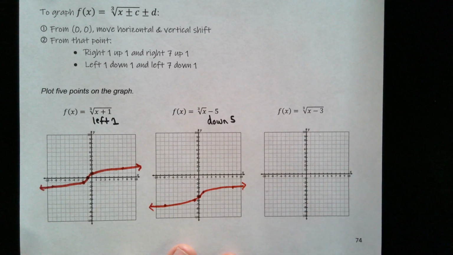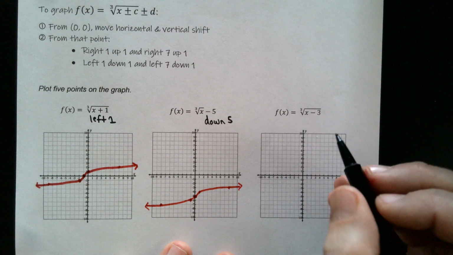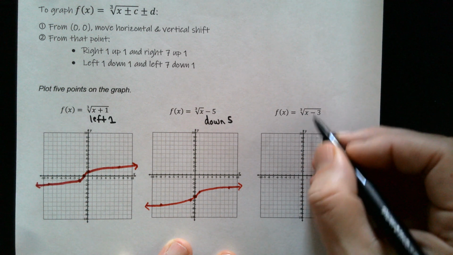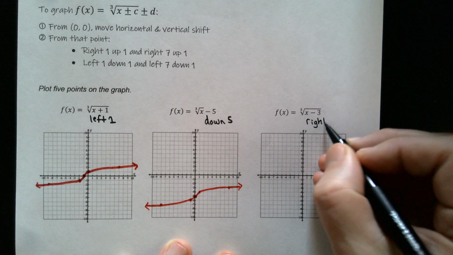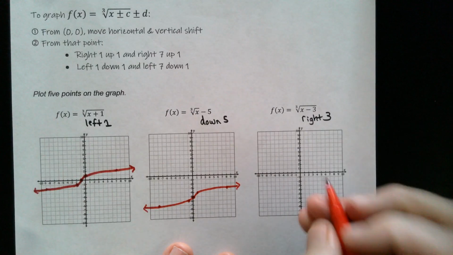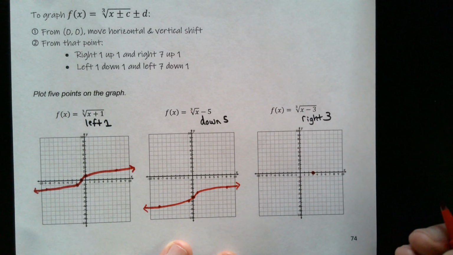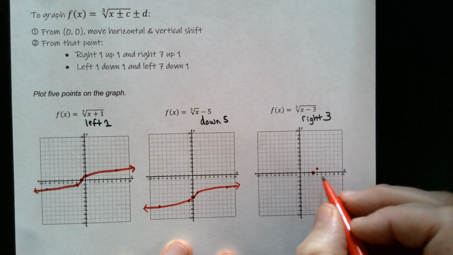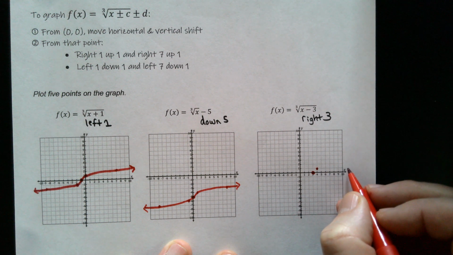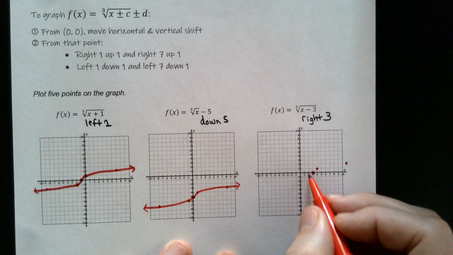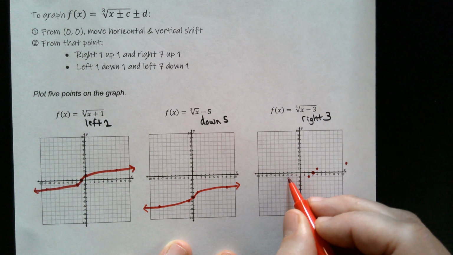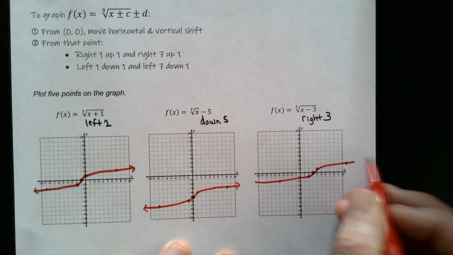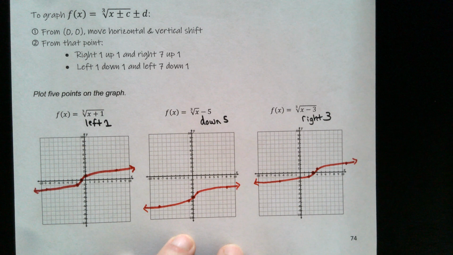Let's look at this one here. We've got the cube root of x minus 3. It's inside, so it's going to shift left or right, opposite of the sign. So this will go right 3. We go right 3 to put our point. There it is. Then we follow these directions: right 1, up 1, and then right 7, up 1. That's going to put me off the graph over here at 11, but that's all right. Then we go left 1, down 1, left 7, down 1 again. And there is my graph. That is graphing cube root functions.